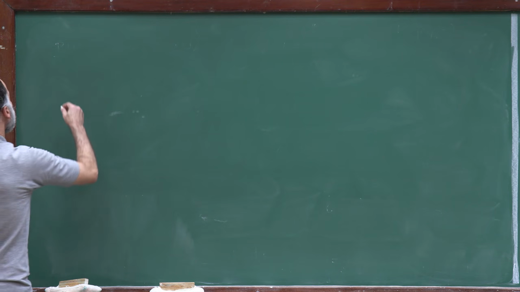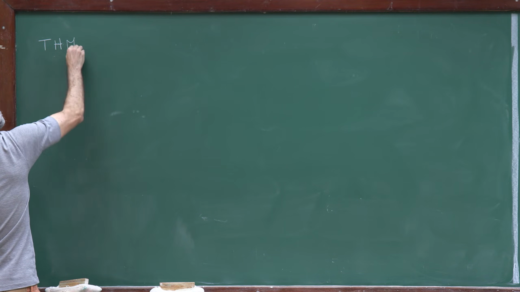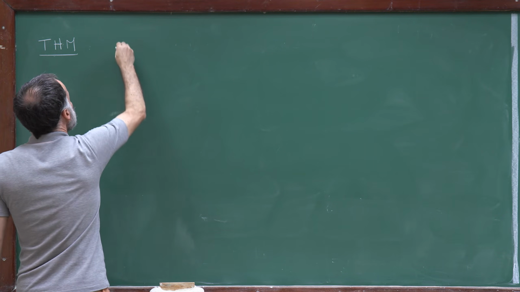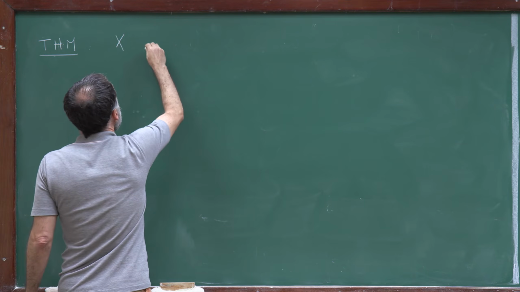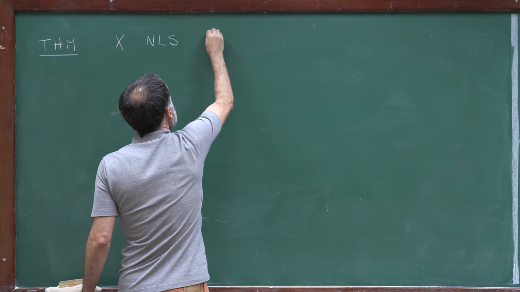So here is the last result of this lecture. It's again a theorem, and it says the following: let X be a normed linear space which is reflexive.